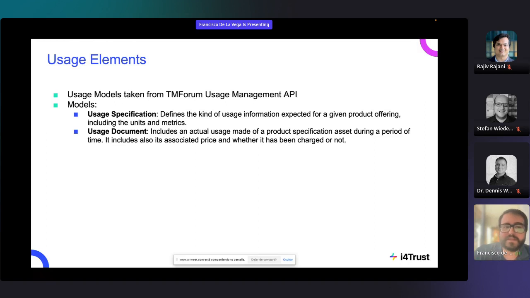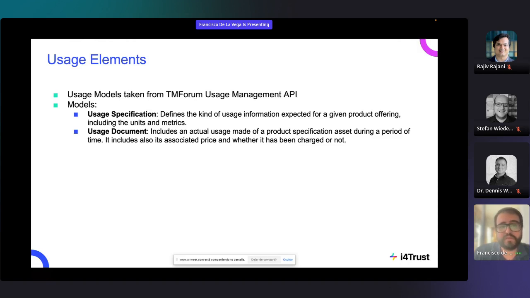We have on the one hand something which is called the usage specification. The usage specification is an object that is used in order to define a type of usage. So in a usage specification, you specify which are the units and which are the metrics that are going to be monitored for a specific offer or group of offers. Okay, if you have multiple offers as a provider that has the same kind of monitoring and the same kind of metrics, you can use the same usage specification for all of them.